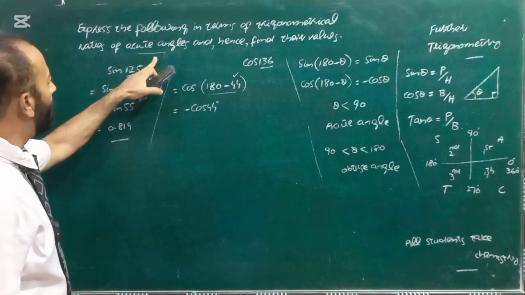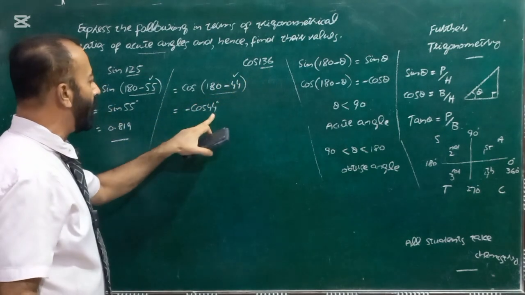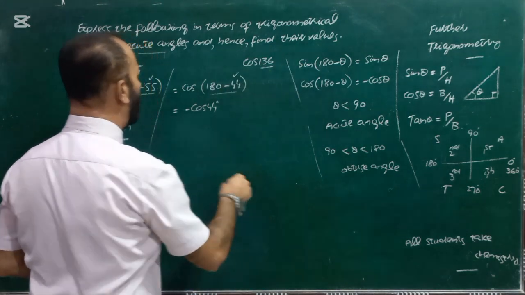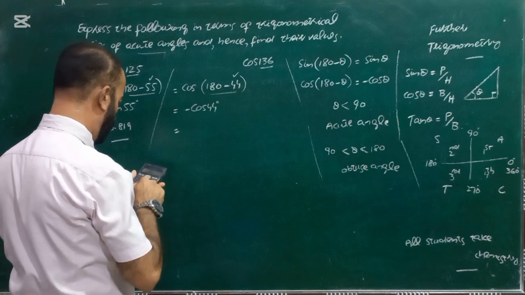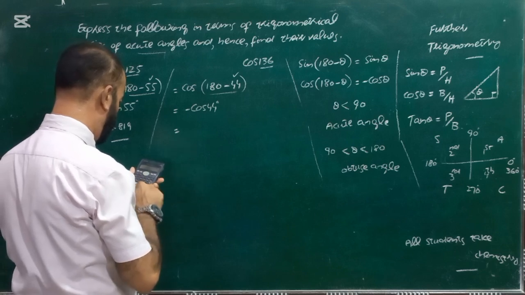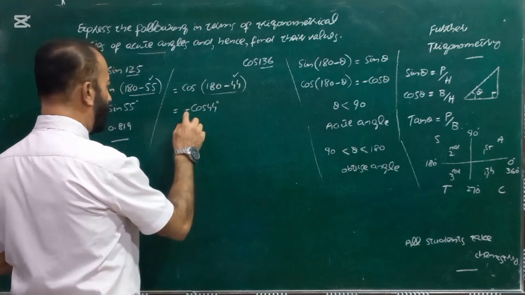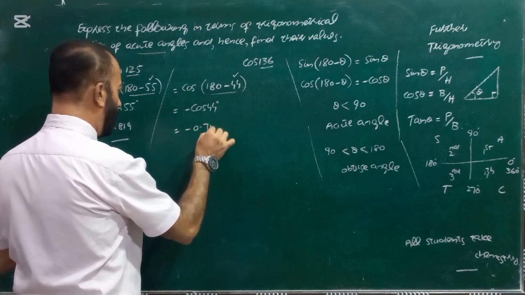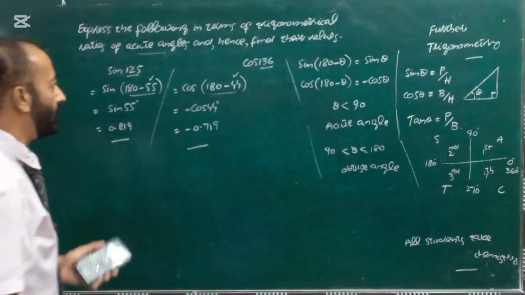So half of the question is done. We have represented this obtuse angle into acute angle. And next requirement is hence find their values. So cos 44, the answer is 0.719. So this minus is still there, and 0.719. So this is the answer.